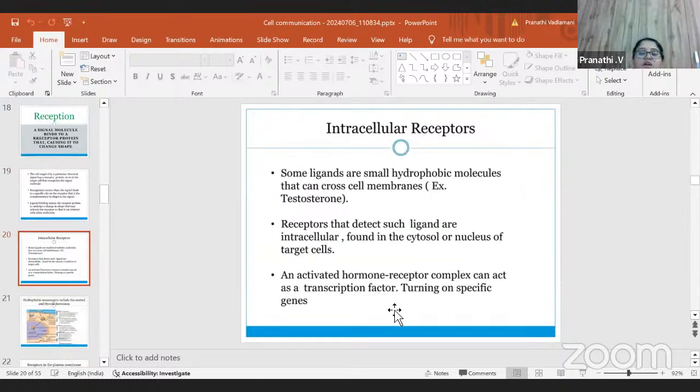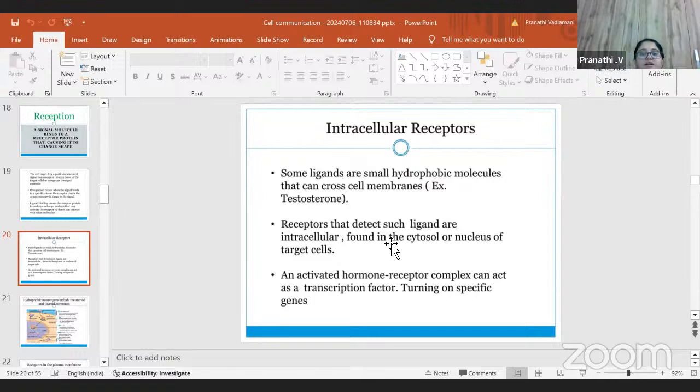Now, we have quite a lot of receptors. There can be intracellular ones, and then you have different kinds of receptors also over here. When it comes to the intracellular receptors, small ligands are present, which are hydrophobic molecules. They can cross the cell membrane also. One example is testosterone.